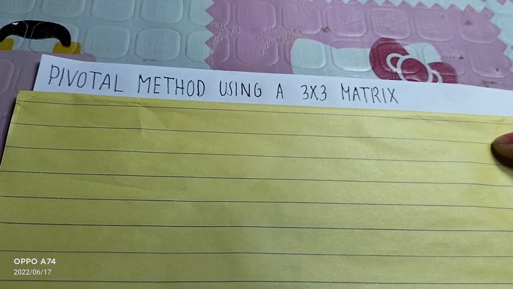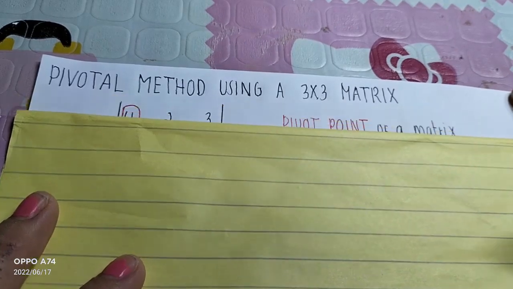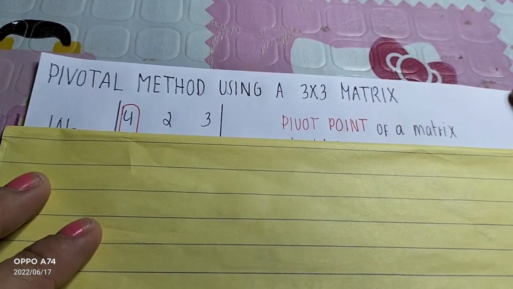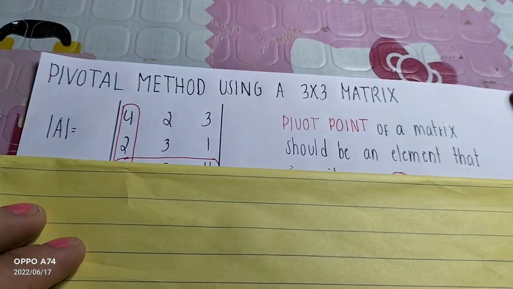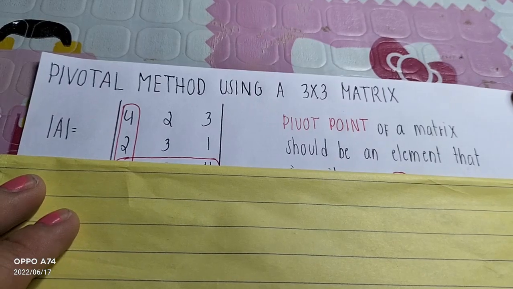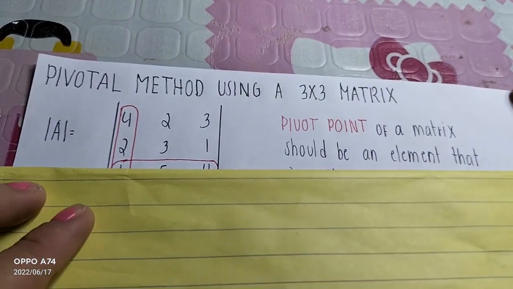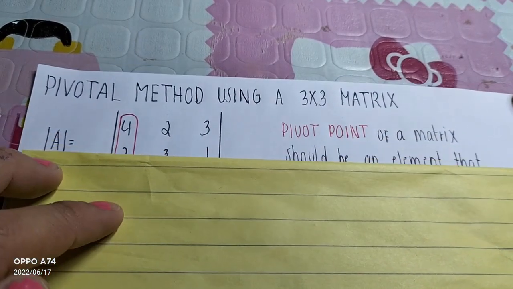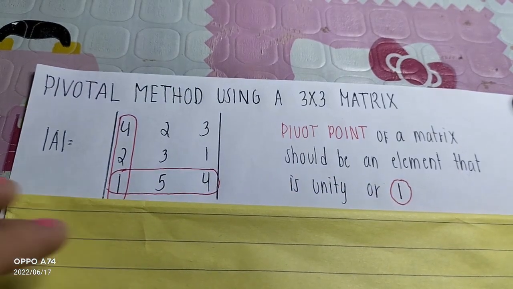Pivotal method using a 3 by 3 matrix. The example of the pivotal method is the first row is 4, 2, 3, the second row is 2, 3, 1, and the last row is 1, 5, 4. The pivot point of a matrix should be an element that is unity or 1.